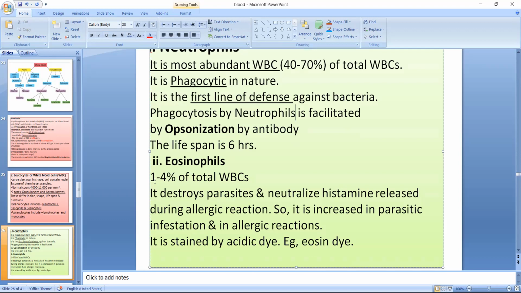Eosinophils are present very less in number, 1 to 4% of total WBCs. They destroy parasites and utilize histamine release during allergic reactions.